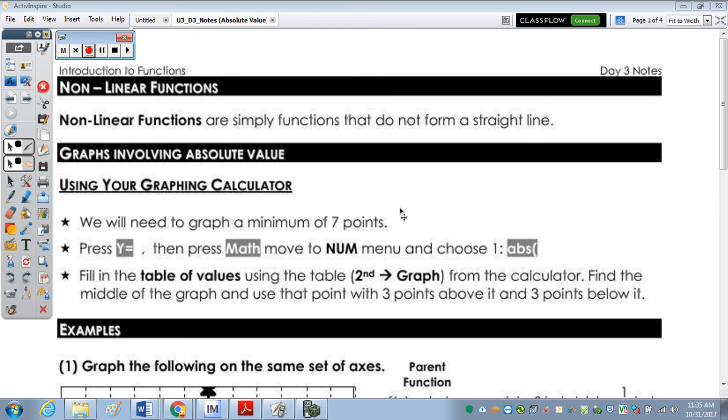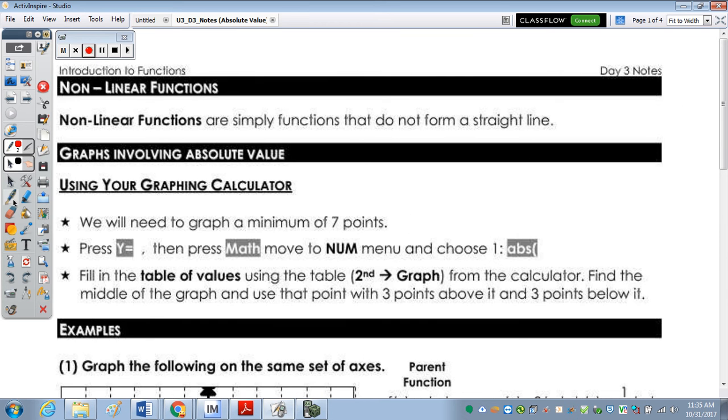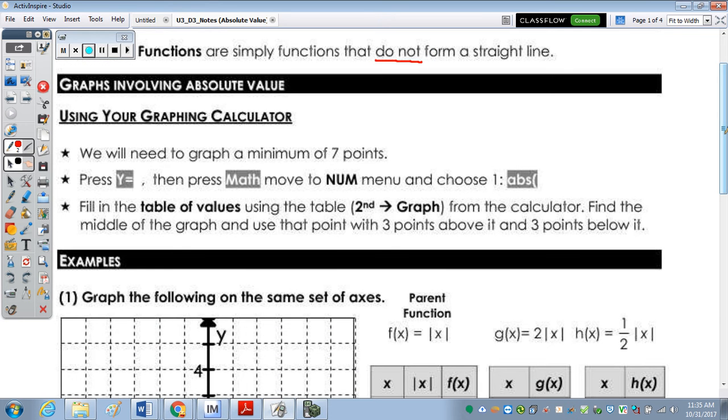Okay, in today's notes, we're going to start taking a look at nonlinear functions. And today's nonlinear function is the absolute value function. At the top of the page, it states the definition of a nonlinear function, and they're simply functions that do not form a straight line. So the absolute value function, that's the V shape, okay?